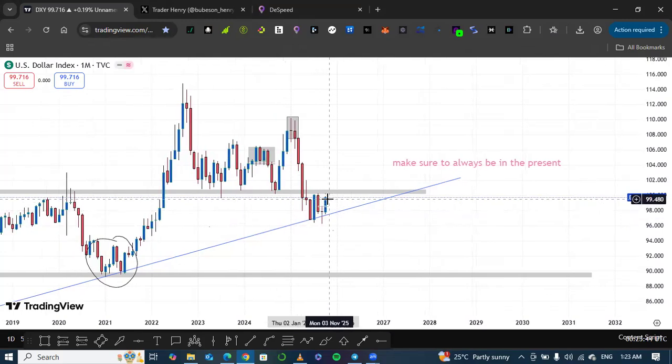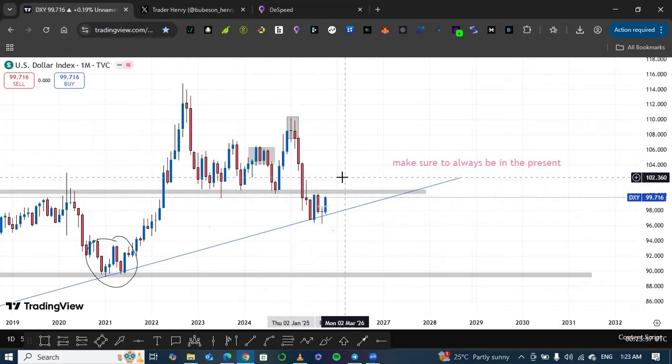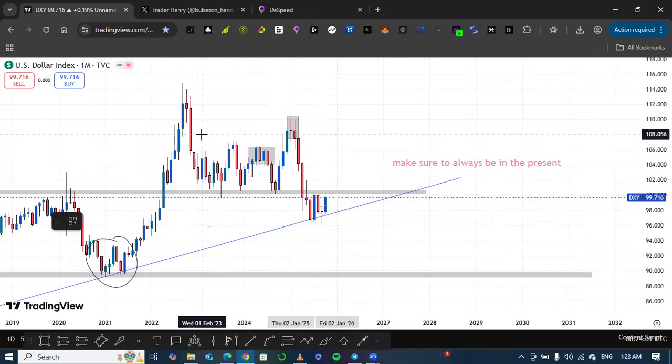So I'm expecting next week's candle, even if it doesn't buy massively like this one somewhere here, to at least have a little bit of momentum to the upside. But overall, I'm very, very bullish, maybe to this level here. I see the SY getting to this level.